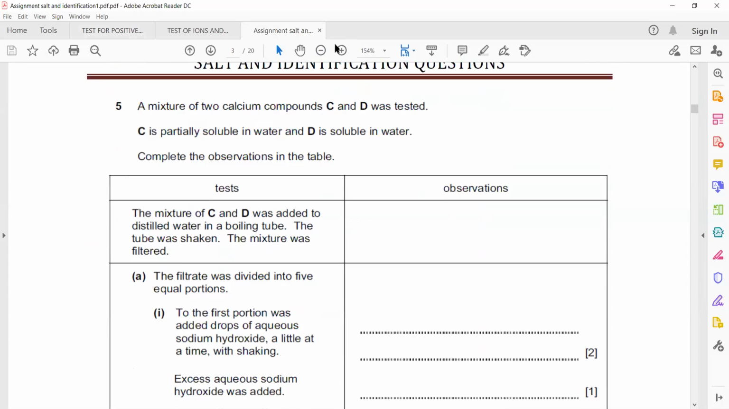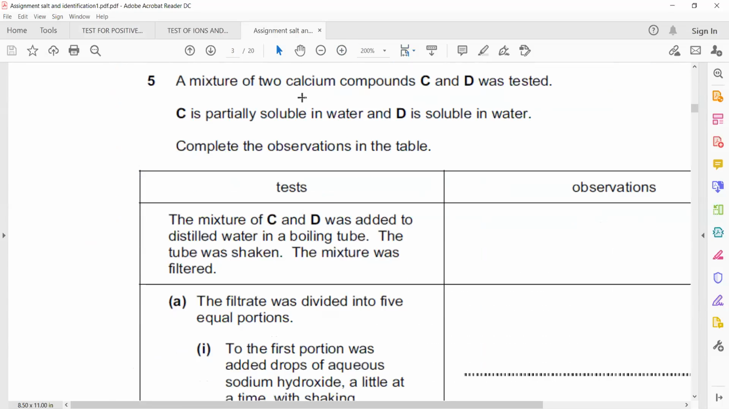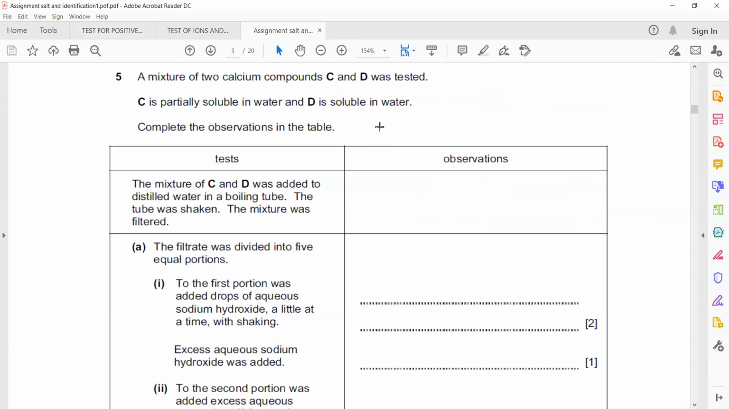Look, in this question, this is how the exam asks the question. A mixture of two calcium compounds is there. So there are two compounds C and D. Both of them are calcium compounds, meaning compound C contains calcium, but we don't know what else is there with calcium. And compound D also contains calcium, but we don't know what else is there with calcium.